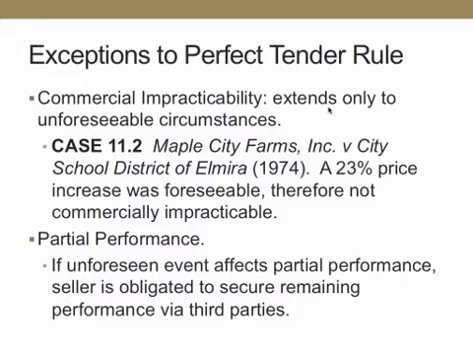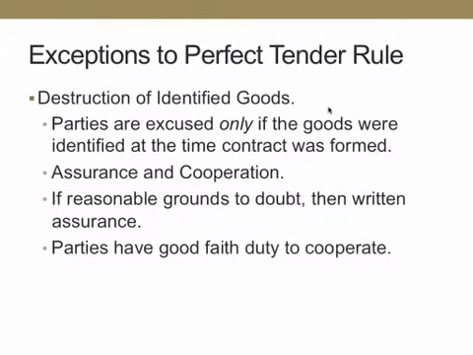Or partial performance. If there's already been partial performance, then the seller is obligated to secure the remaining performance via a third party. Or destruction of identified goods. The parties are excused only if the goods were identified at the time the contract was formed. And then assurance and cooperation. If the party makes an assurance, the other party has a duty, a good faith duty, to cooperate.